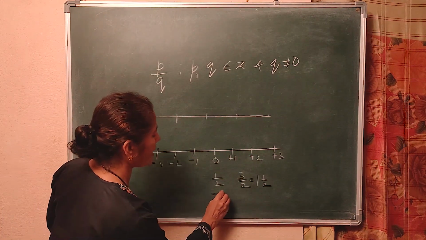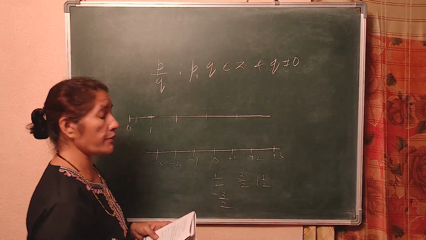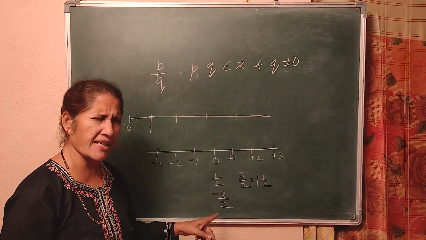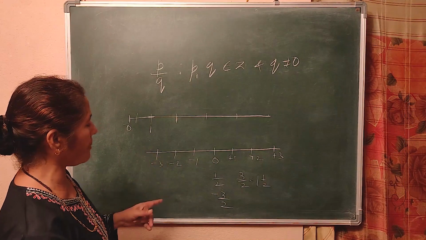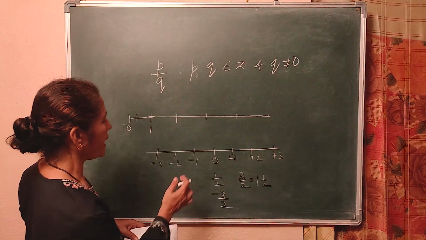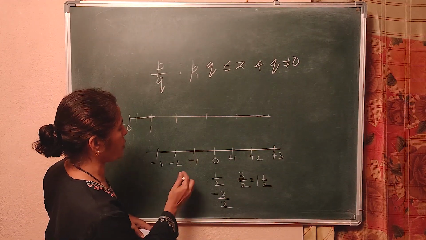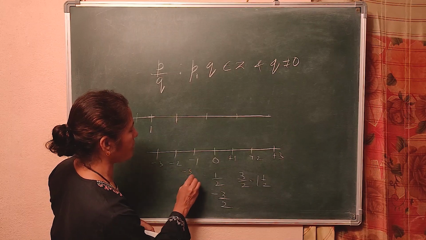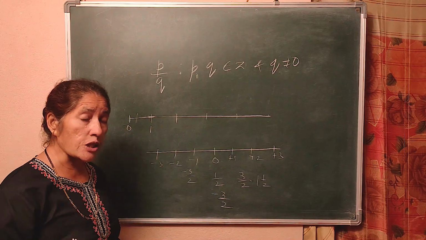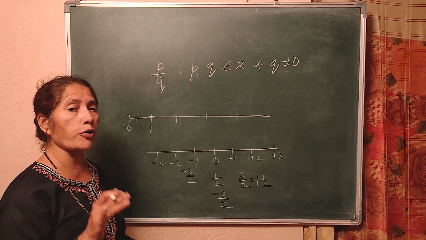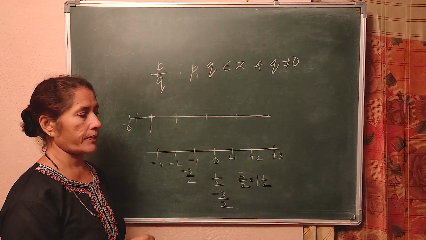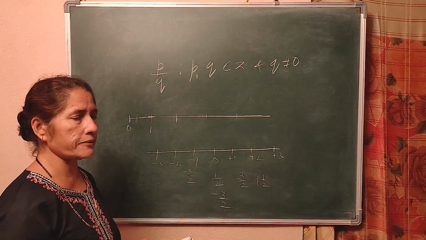Suppose I say minus 3 by 2. Is it a rational number? Yes. So, where is minus 3 by 2? It is between minus 1 and minus 2. So, here it is, minus 3 by 2. That is what exactly we are going to study in this class. So, shall we start it?